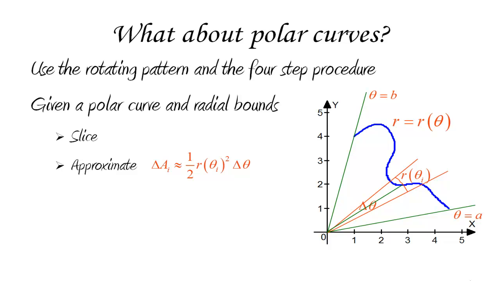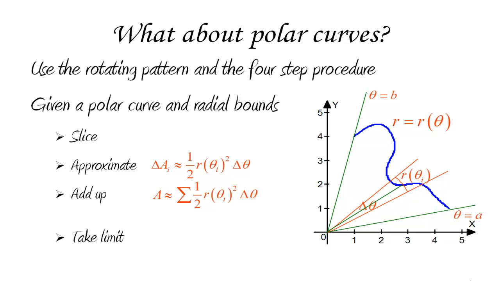Now the next step, of course, is to add up all these approximations. We end up with an approximation for the whole area, given by the sum of all of these circular sectors. Finally, in order to get the exact value, all we need to do is make those slices thinner and thinner, more and more of them, and take the limit as n goes to infinity. We end up with the limit as n goes to infinity of the sum from 1 to n of 1/2 r of theta i squared times delta theta.